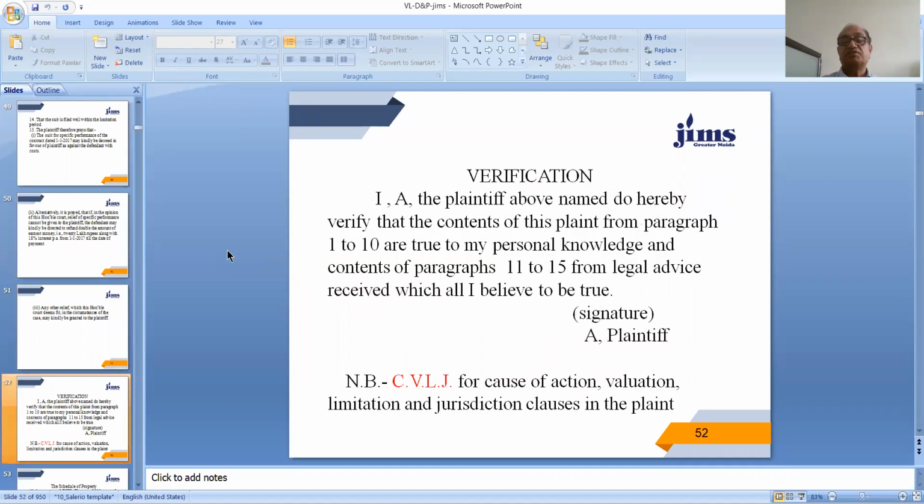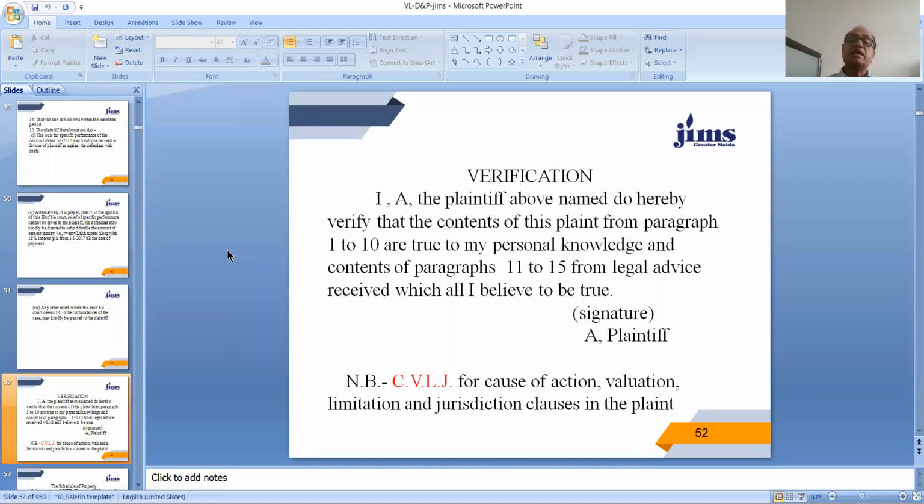Then comes verification. I told you that the plaintiff is required to verify all the paragraphs of the plaint. You see, in your present plaint, you have drafted 15 paragraphs. First, paragraph numbers 1 to 10 are the facts which are given by the client to the counsel, whereas paragraph numbers 11 to 15 are legal paragraphs which are given by the counsel to the client. But this verification has to be done by the plaintiff personally.